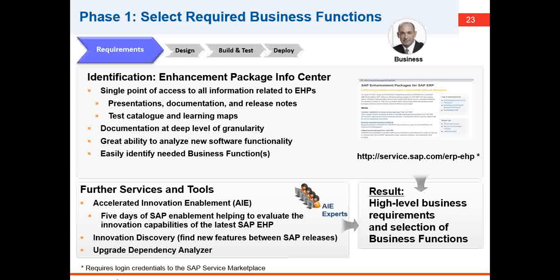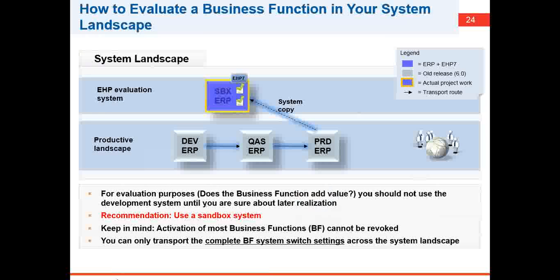So how do I evaluate a business function? Well, I recommended earlier that you use the sandbox system, and I'm making that recommendation again. As of Enhancement Package 7, there are approximately 700 business functions. As far as I know, there are about 35 that SAP claims to be reversible. So for the most part, you're going to need to install these in a sandbox and activate them in a sandbox to see if they work for you.